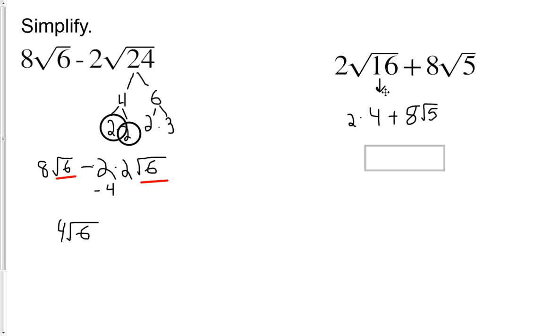If you did, you would get 2 2's would come out to get 4. But now we got 2 times 4 is 8. 8 plus 8 square root of 5. Nothing's going to cancel because this doesn't have a square root. This one does. And that's our final answer. Right? Still simplified, but we didn't necessarily have something we could add together.